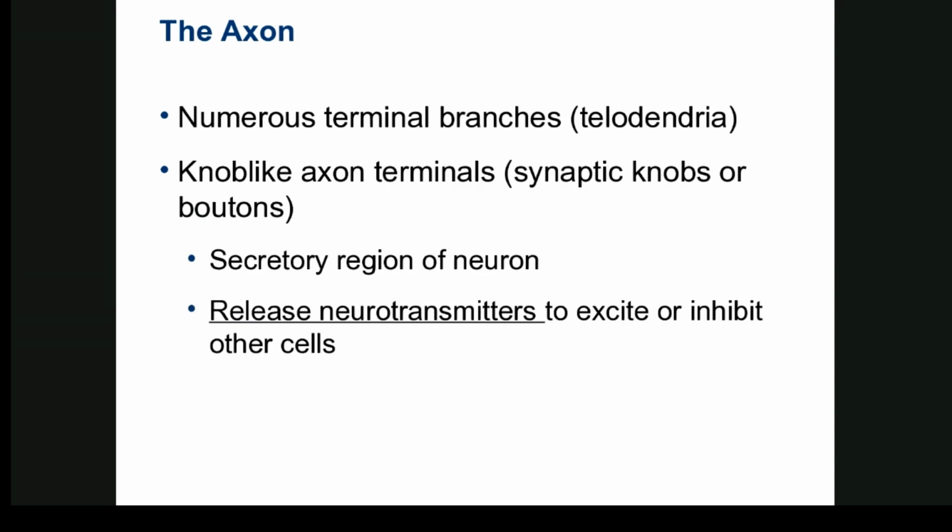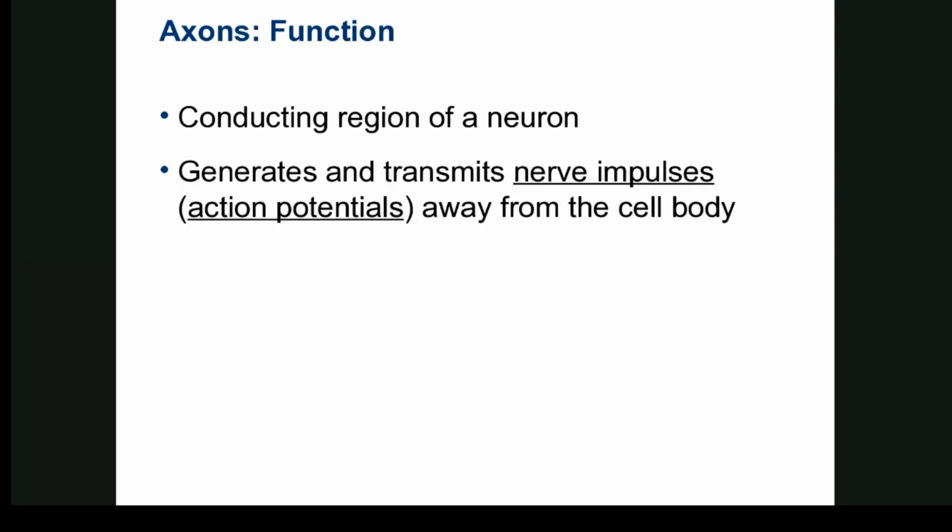At the end of them, they have terminal branches, which are called telodendria, and then knob-like axon terminals. Some people call them synaptic knobs. Some people call them boutons. Bouton is French for button. This is where you have the secretory region where neurotransmitter is released. The function of an axon is to conduct and transmit nervous impulses, which are also called action potentials, away from the cell body out to the effector.